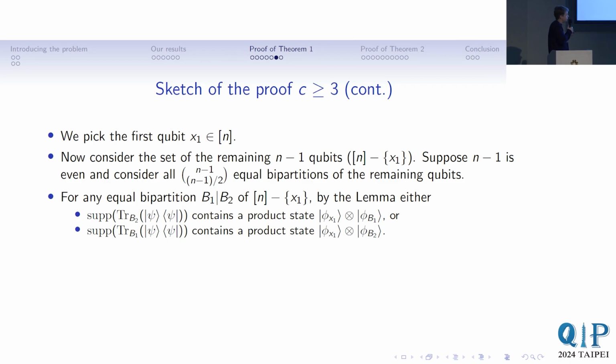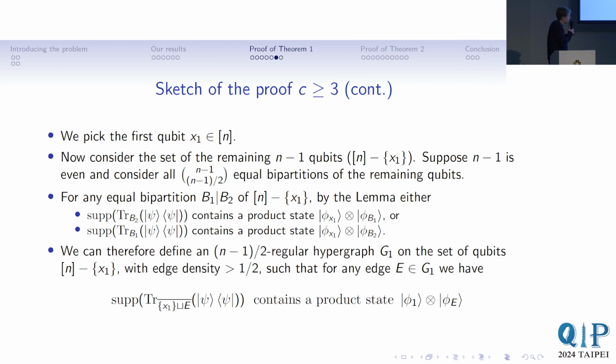Now, by the lemma we just saw, for any of these equal bipartitions, if you trace out one of the sets, you'll get a product state on what's left. So that's true for at least one of the two sets in every bipartition. So we end up with an n-1/2 regular hypergraph on a set of qubits not equal to x1, with edge density greater than a half, such that for any edge of this hypergraph, this support, if you trace out everything not qubit x1 or the edge, contains a product state.